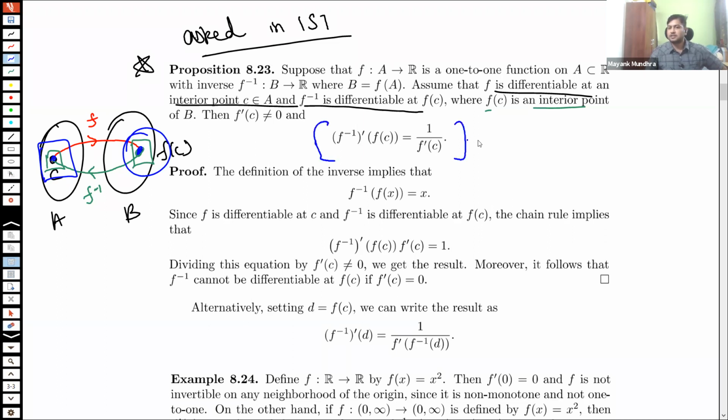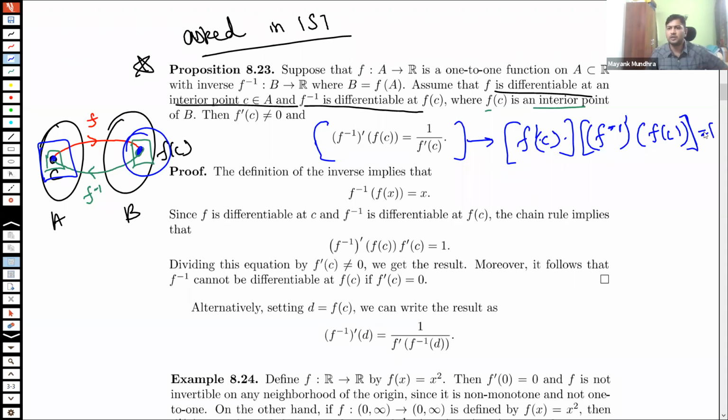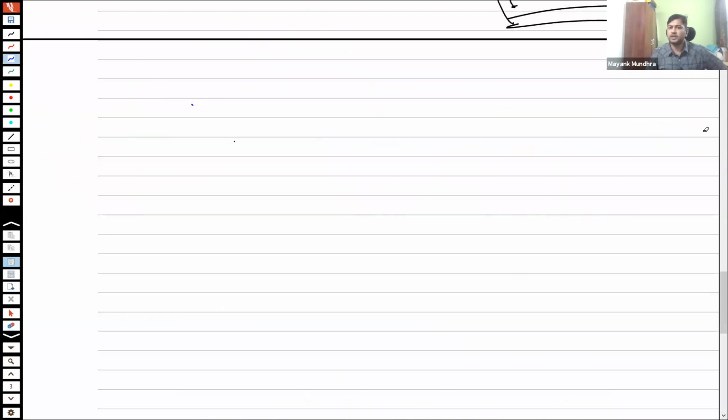Another way to write this, some textbooks write this as f prime at c multiplied by f inverse prime at f of c is equal to 1. So this is another way to write it. Okay, so let's look at graphically what he's trying to say.